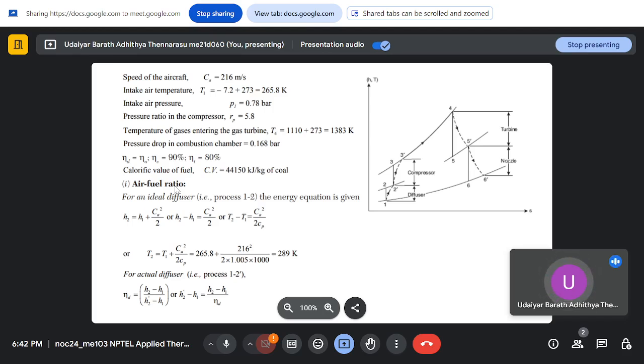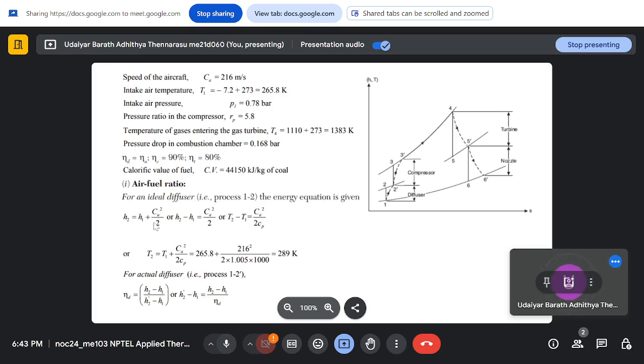So, assuming that the inlet velocity, exit velocity is relatively 0 to the aircraft, so exit velocity becomes 0. The mass coming in and mass going out is the same, so the steady flow energy equation becomes: mass cancels out, so enthalpy in plus kinetic energy in equals enthalpy out. So H2, the enthalpy at exit, equals H1 plus Ca square by 2, where Ca is the aircraft velocity, the inlet velocity.